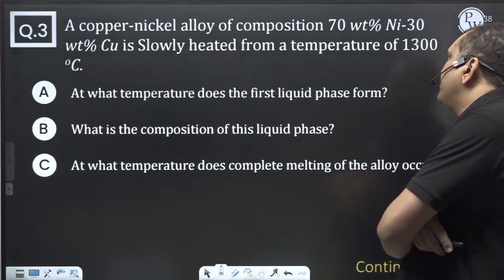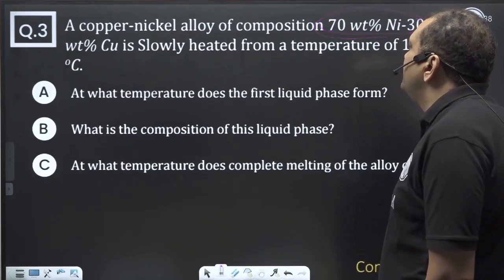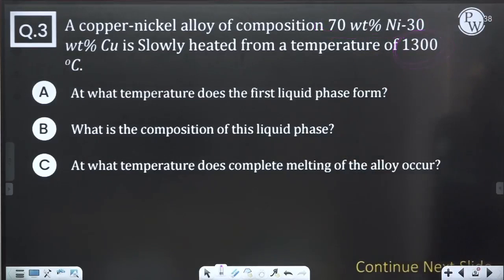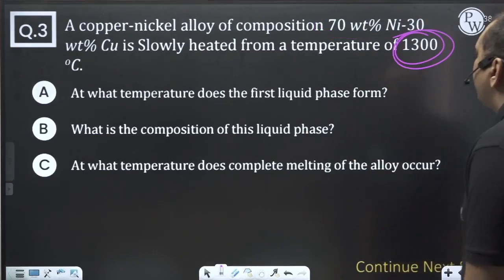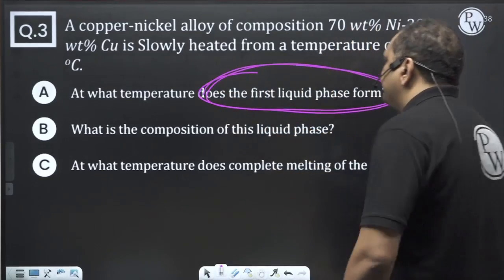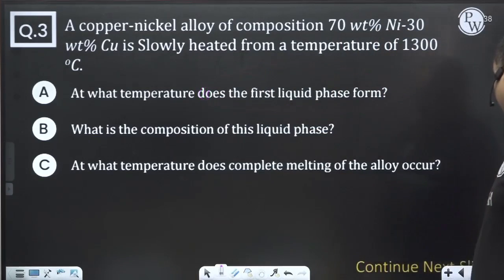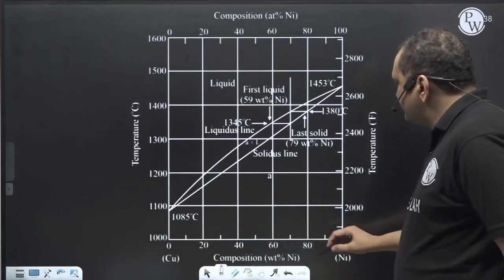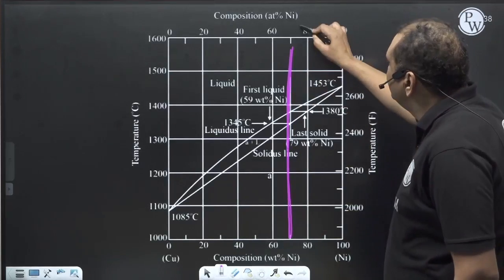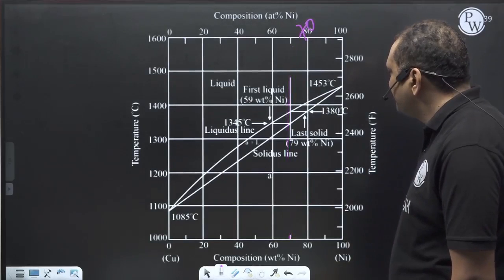A copper nickel alloy of composition 70% nickel is slowly heated from a temperature of 1300 degrees centigrade. At what temperature does the first liquid phase form? So this is the 70% line, the 70% nickel line.